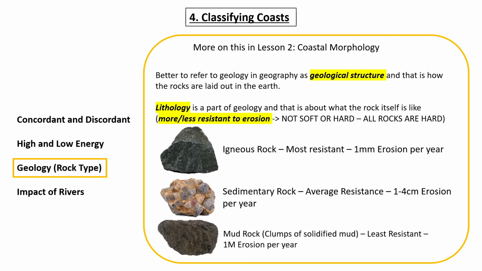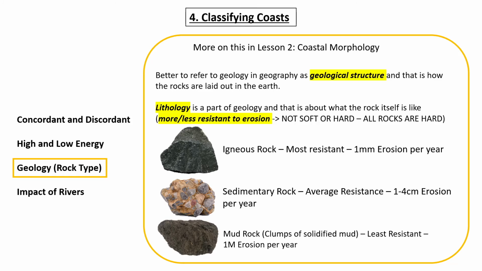The third way in which I've classified coasts is by geology. I will look at this in greater detail in lesson 2, but for now I'll just explain these brief points. Because geology is so broad, it is probably better to refer to it as geological structure in an exam answer, and that's what I'm going to refer to it as throughout these videos. And that is basically just your concordant and discordant coastlines. It's all about how the rocks are laid out in the earth. That is the geological structure of the earth.